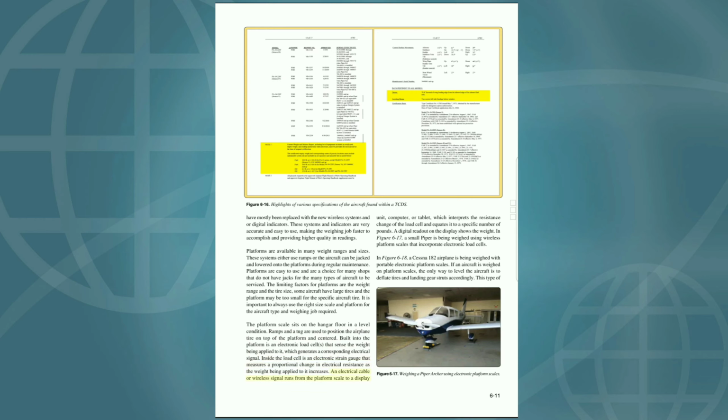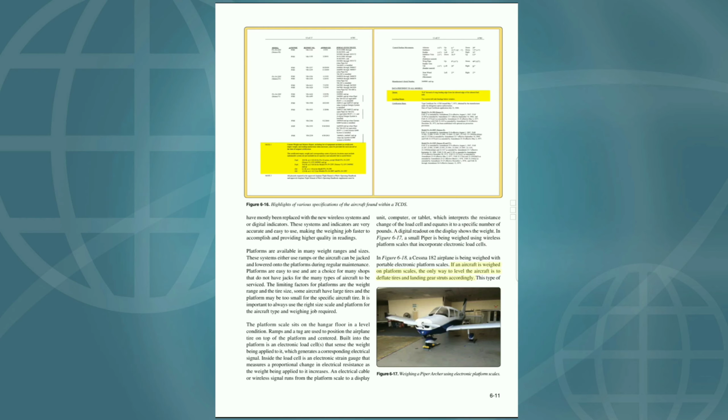An electrical cable or wireless signal runs from the platform scale to a display unit, computer, or tablet, which interprets the resistance change of the load cell and equates it to a specific number of pounds. A digital readout on the display shows the weight. In Figure 6-17, a small Piper is being weighed using wireless platform scales that incorporate electronic load cells. In Figure 6-18, a Cessna 182 airplane is being weighed with portable electronic platform scales.